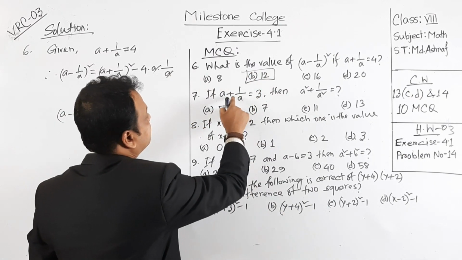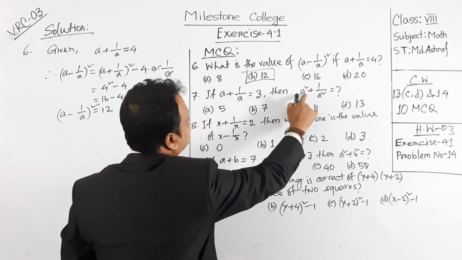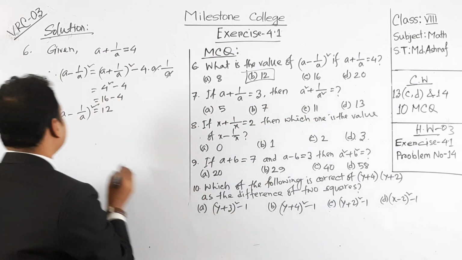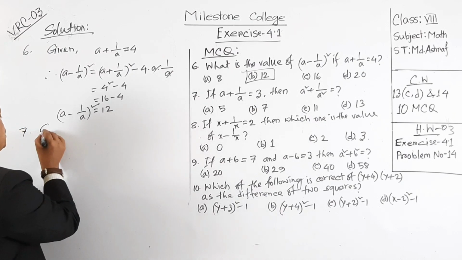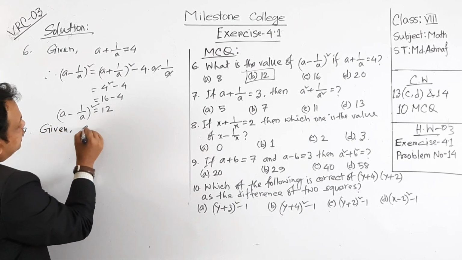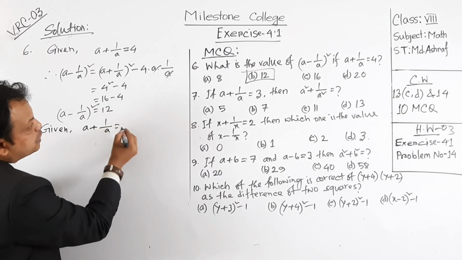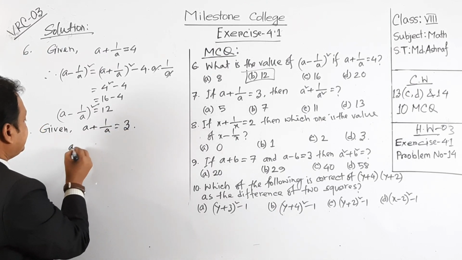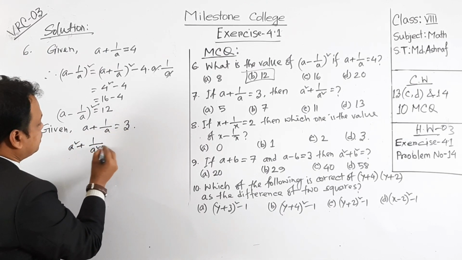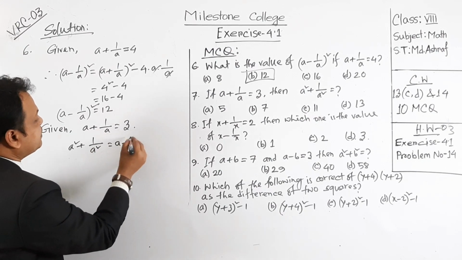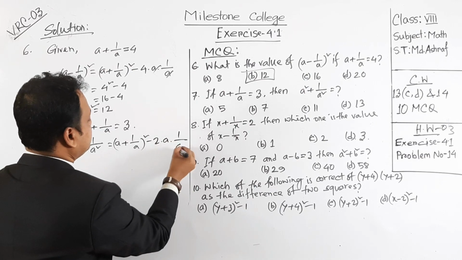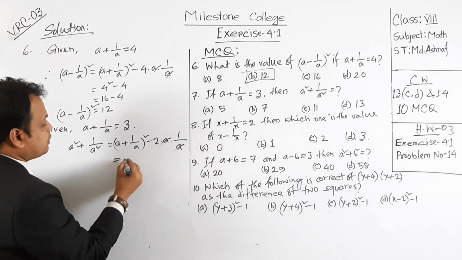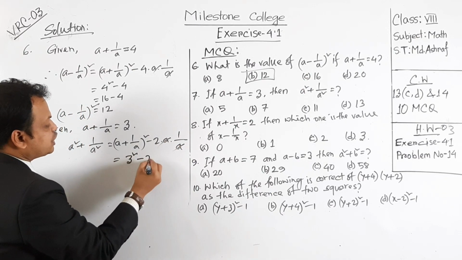If a plus 1 by a equals 3, then a square plus 1 by a square equals to what? Okay, so solve 7 number. So what is given here? A plus 1 by a equals 3. So we have to find a square plus 1 by a square, which equals a plus b whole square minus 2 into a into b. Solve this one. So what will be 3 square minus 2.